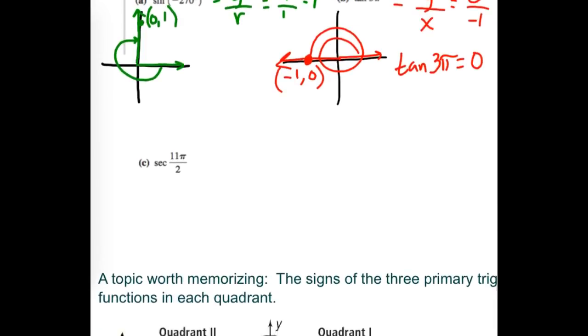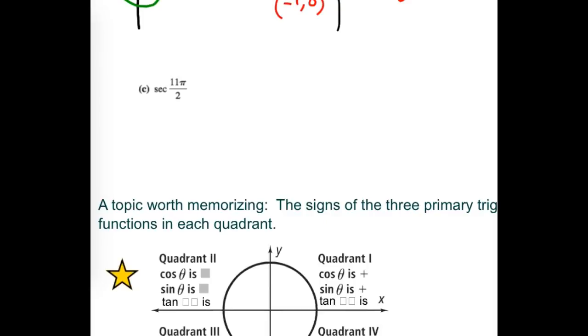What makes this next one a little trickier? It's secant, right? We're kind of getting used to the whole sine, cosine, tangent stuff. Now we throw in secant. Secant is the reciprocal of cosine. We define cosine to be x over r. So secant is going to be r over x. Now, you can always find the cosine and then flip your answer if you want to do it that way as well. So take a second and figure out where 11/2 pi would land you. I'm going to pause the recording, let you try this one.